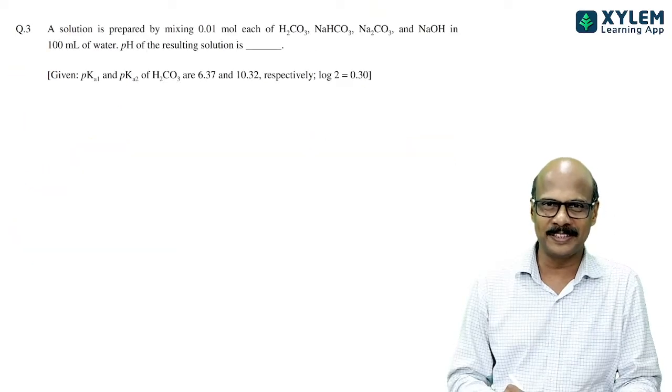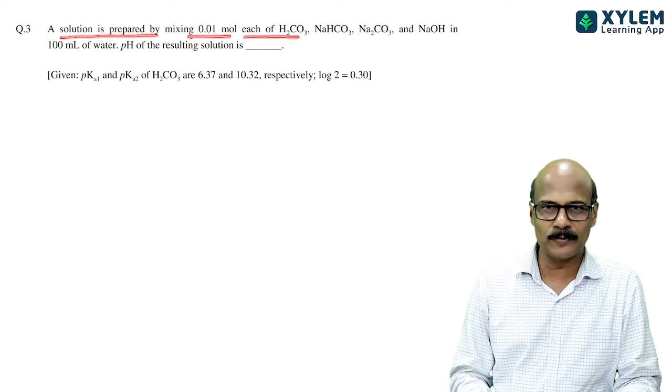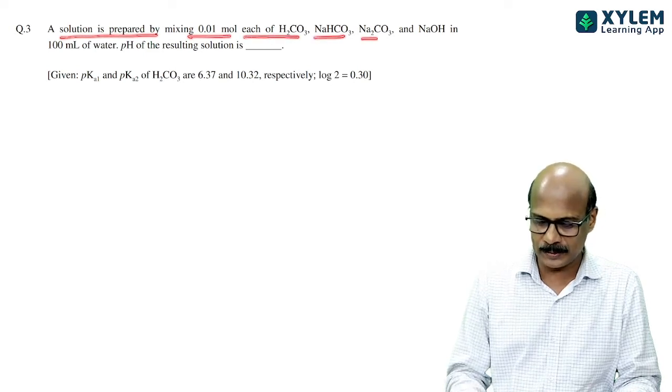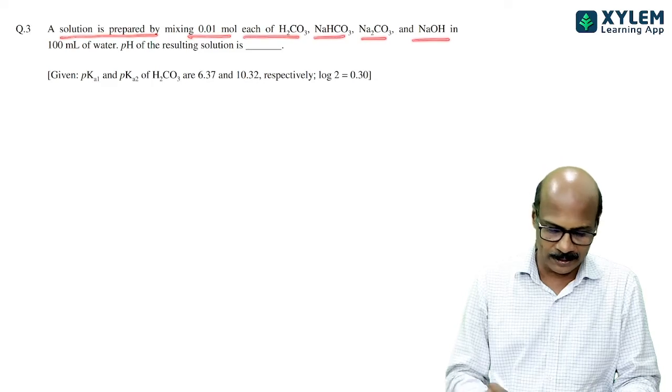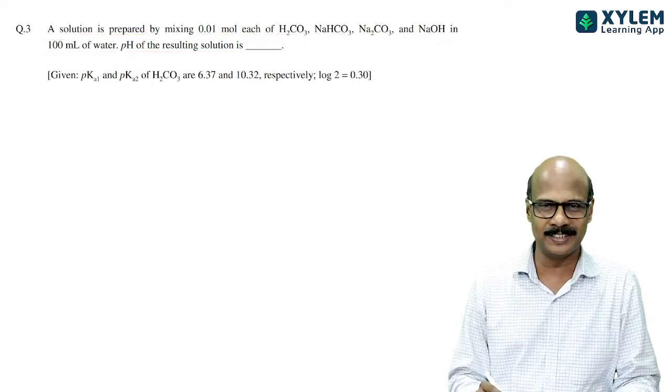Now let me introduce the third question. A solution is prepared by mixing 0.01 mole each of H2CO3, NaHCO3, Na2CO3 and NaOH in 100 ml water. The pH of the resulting solution is?